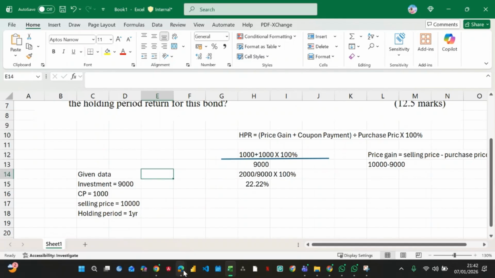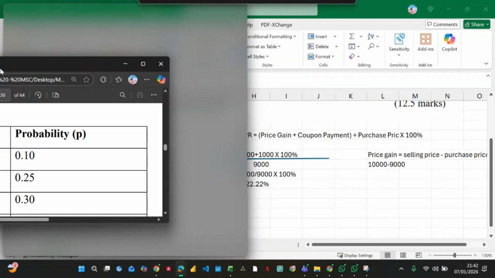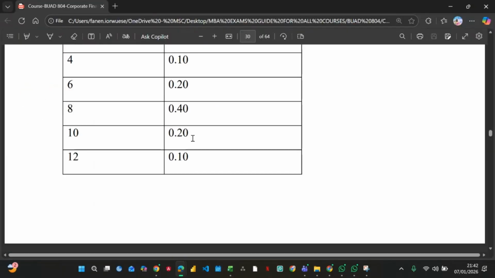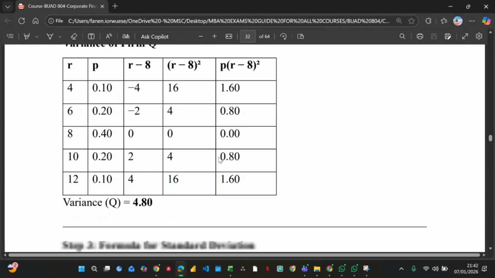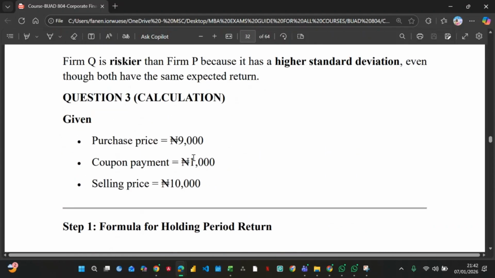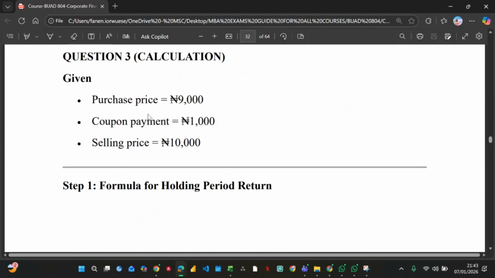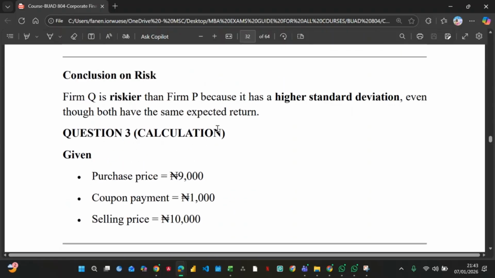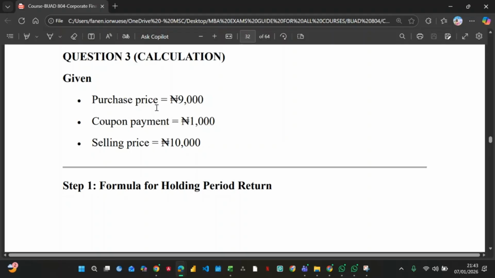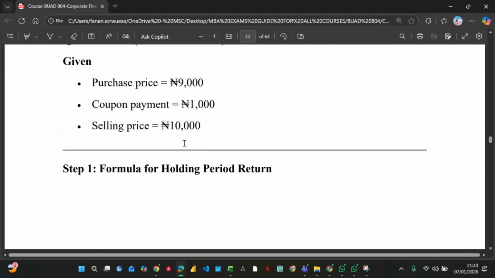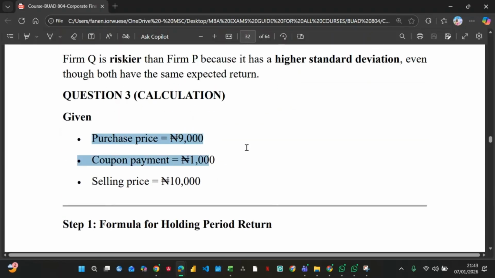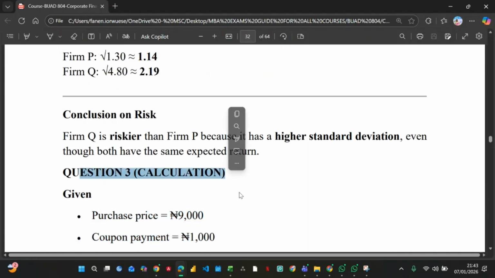Can I see the question again? Please remove that one first. You have this purchase price. Where did this one come from again? This is what you already have access to, like what I sent you already. So this is the question here.